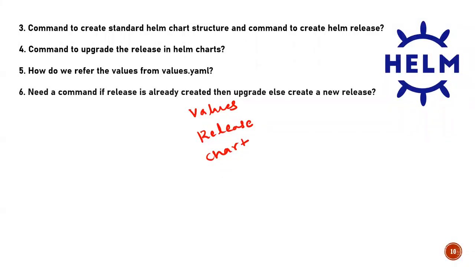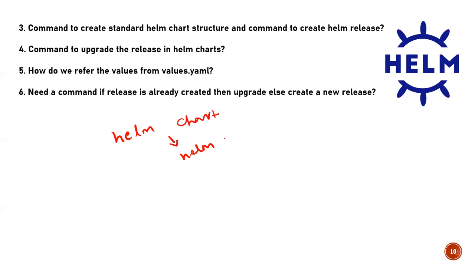The next question is: I need a command such that if the release is already created, it should do an upgrade, else it has to create a new release. Let's say you have a Helm chart. When you want to create a release, what command will you use? helm install. helm install is the command you're going to use.